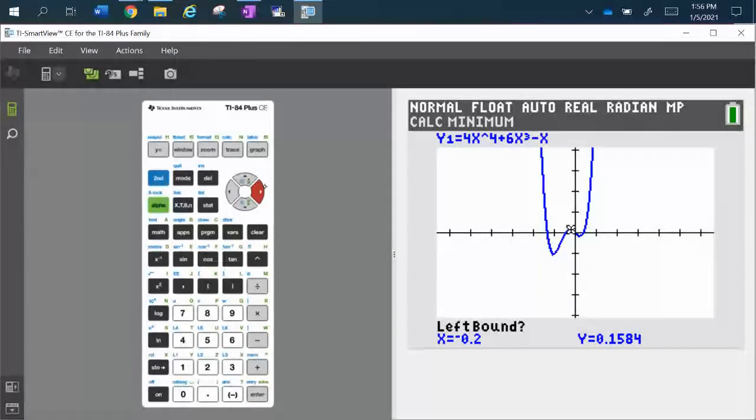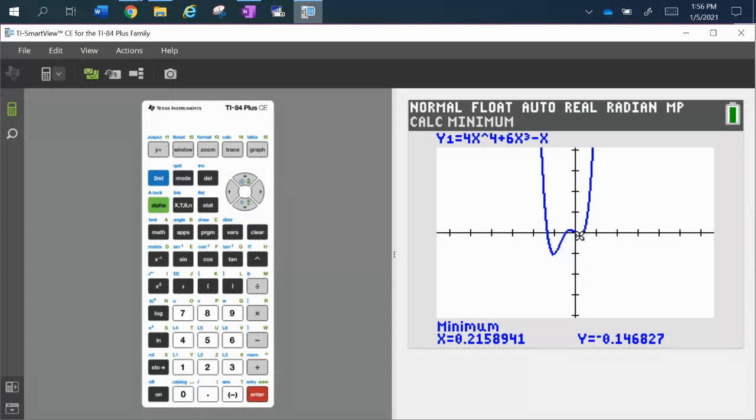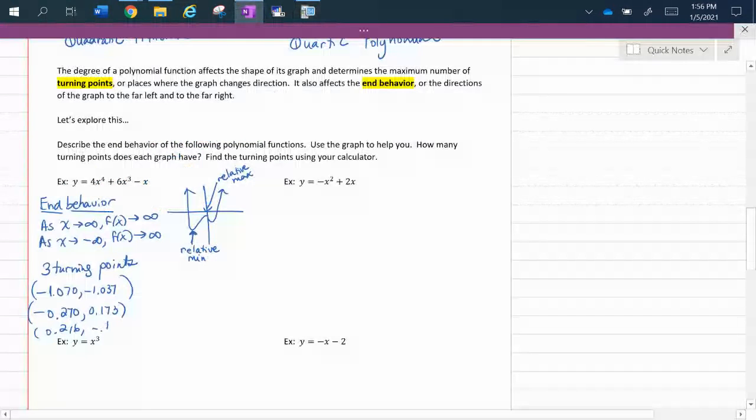and move my cursor to where it is on the left side of the minimum, but not all the way interfering with those other turning points. So press enter, and then move your cursor to the right of the minimum that you're finding. Press enter again. When it asks you to guess, you press enter. And there it is. So it's 0.216, comma, negative 0.147. Okay, so that was good practice finding turning points, finding maximums and minimums.